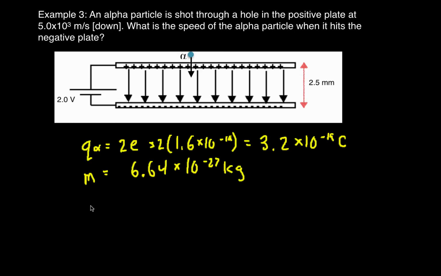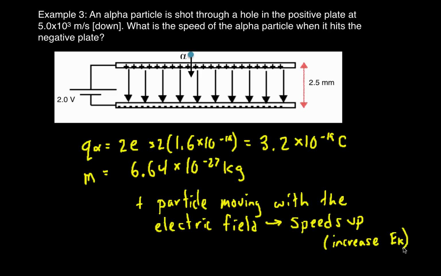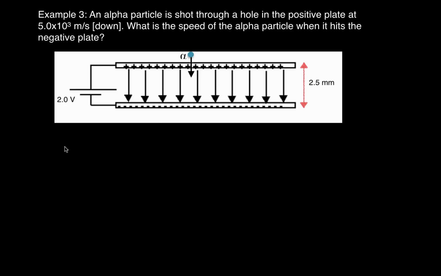Since the alpha particle is a positively charged particle, and it's moving in the same direction as the electric field, it will speed up. A positive particle moving with the electric field will speed up. This means we expect to see an increase in the kinetic energy. First, we need to find the change in energy experienced by the alpha particle as it moves from the positive plate to the negative plate.